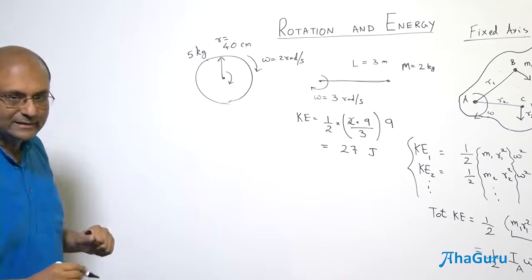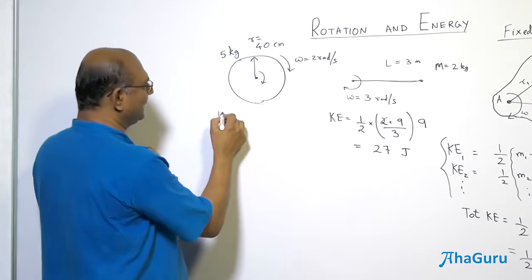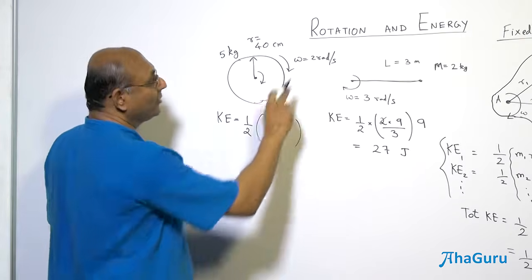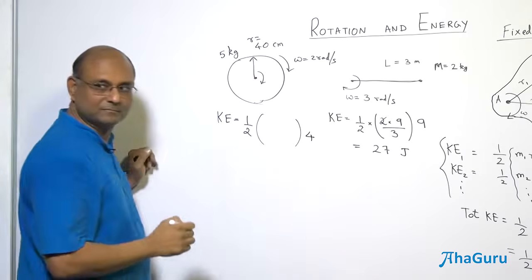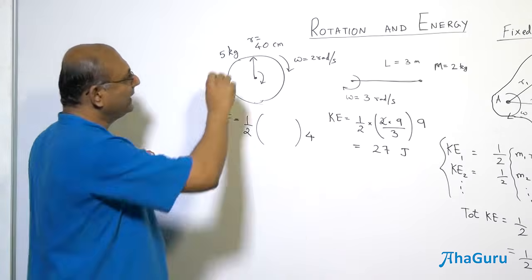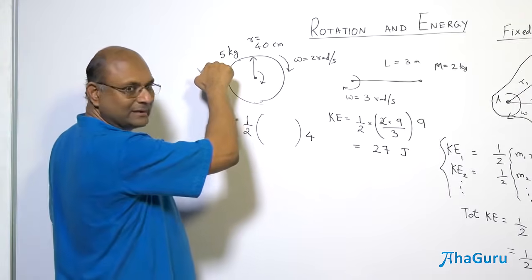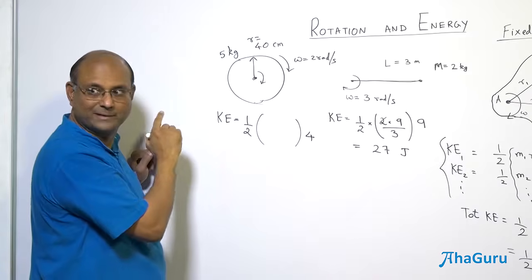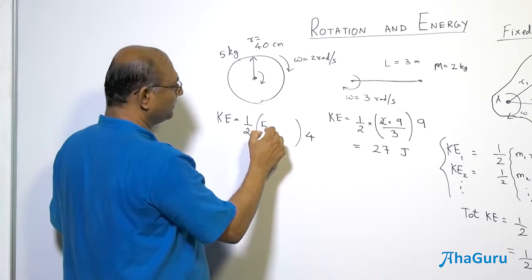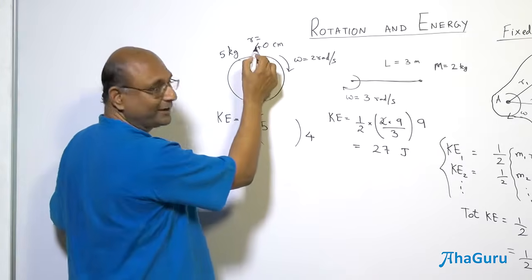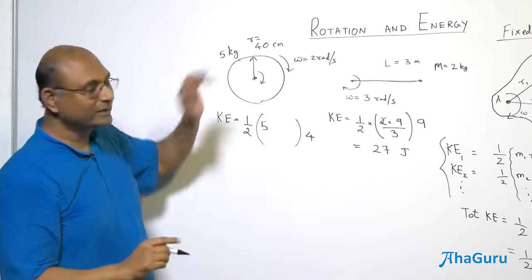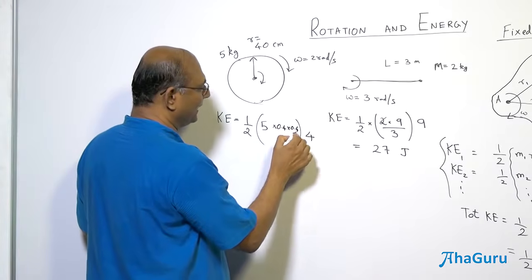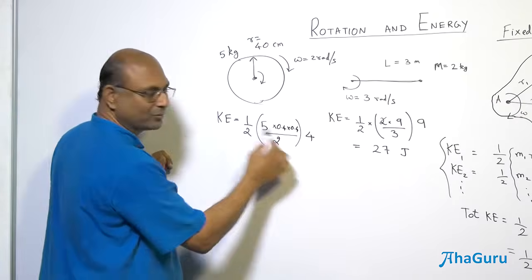What will be its kinetic energy? Half I omega square. So kinetic energy is going to be half I, omega square is 4. Now what is the I for a disk about the center? m r square by 2. You remember that? So therefore this is m into r square. Remember that this is 40 centimeters, you have to use it in SI units. So it is 0.4, so 0.4 into 0.4, by 2. m r square by 2.